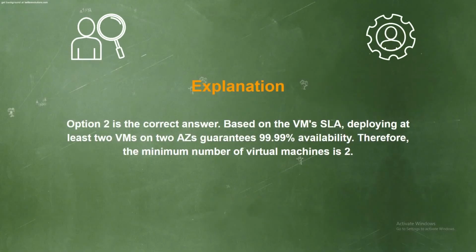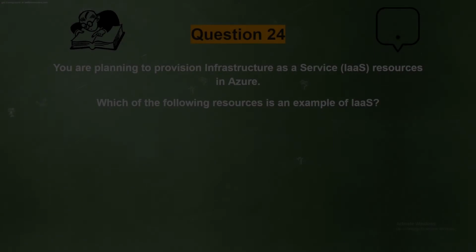Option 2 is the correct answer. Based on the VM's SLA, deploying at least 2 VMs on 2 AZs guarantees 99.99% availability. Therefore, the minimum number of virtual machines is 2. Question 24.